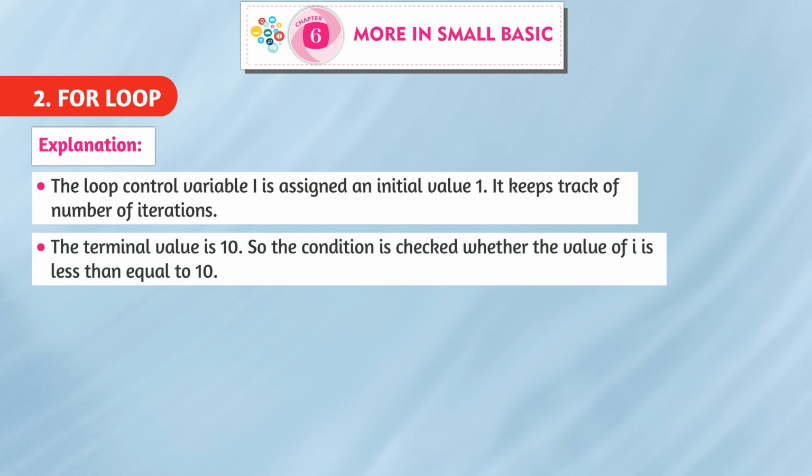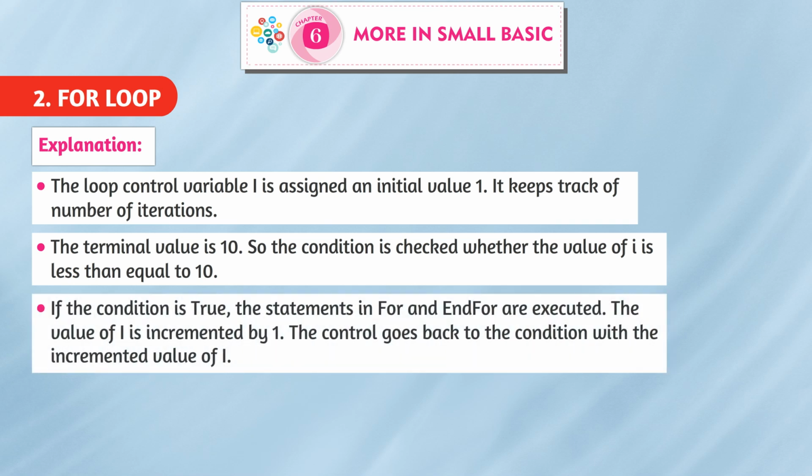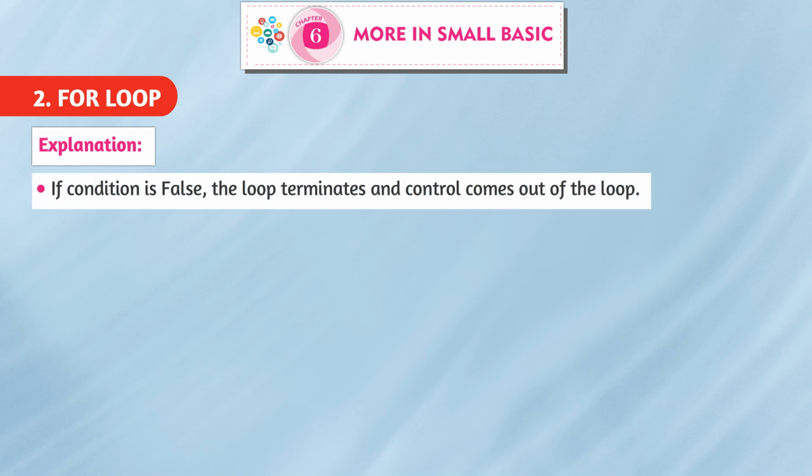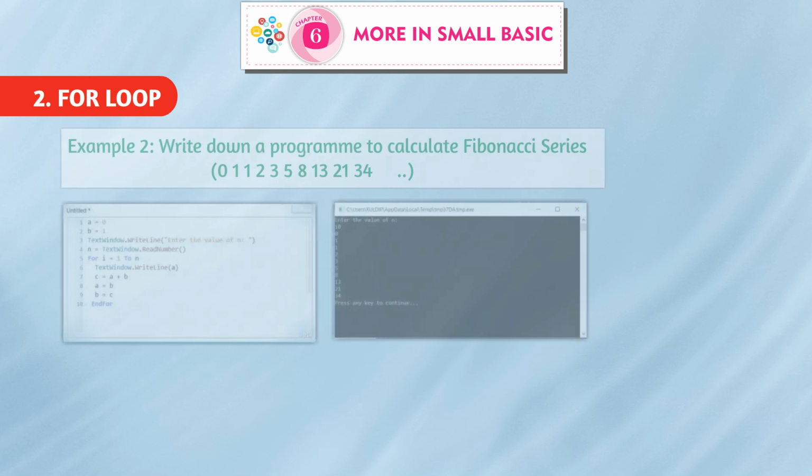The terminal value is 10, so the condition is checked whether the value of I is less than or equal to 10. If the condition is true, the statements in for and end for are executed. The value of I is incremented by 1. The control goes back to the condition with the incremented value of I. If the condition is false, the loop terminates and control comes out of the loop.